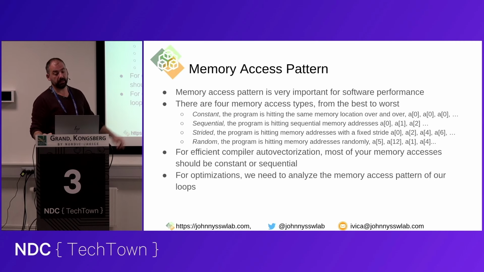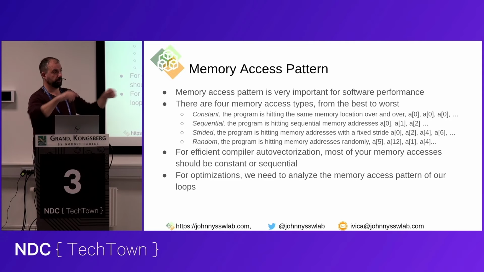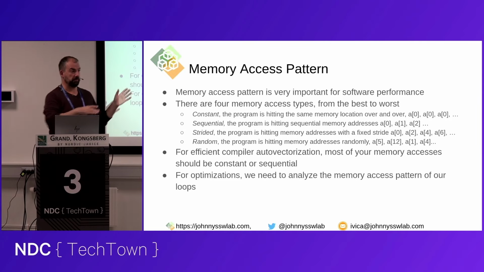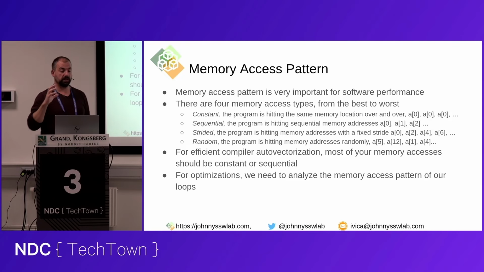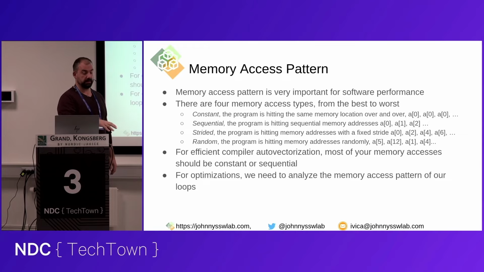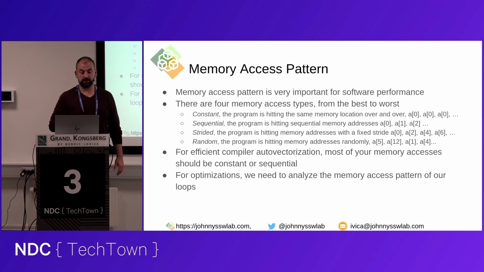And finally, there are random memory accesses. Random memory access is the CPU collecting data all over memory without any specific pattern. So if you want efficient compiler autovectorization, you should strive to have all memory accesses either constant or sequential. Strided and random are also possible to vectorize, but depending on the architecture they might not be efficient, and compilers generally omit vectorization in those cases.